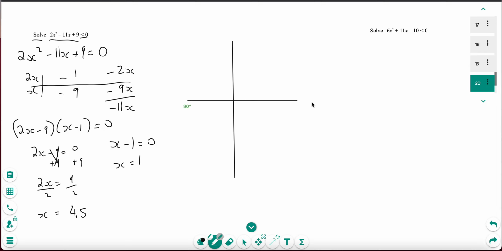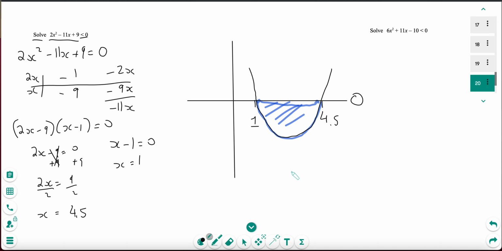So you can sketch it out. 1 and 4.5. It's a U-shape. We're looking for a section where 2x squared minus 11x plus 9 is less than 0. So this is our 0 line, and we're looking for the section underneath the 0, so this section here, from here all the way to here, basically. So x is more than 1 and less than 4.5. You can do that one by yourself.